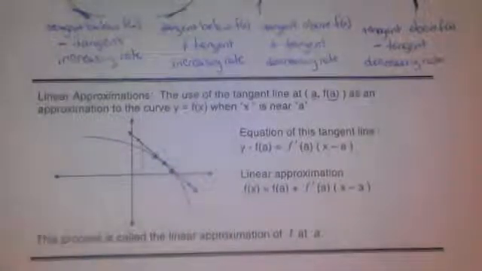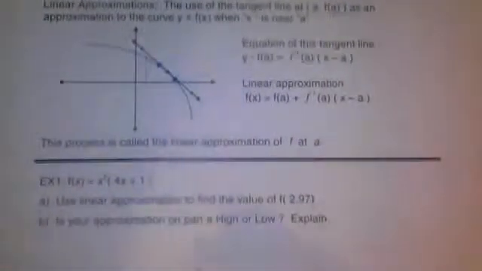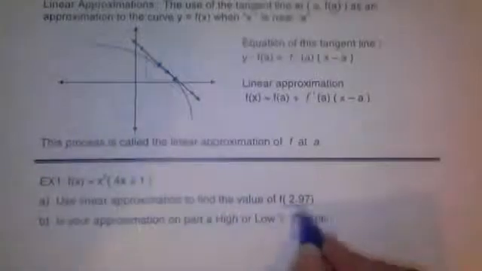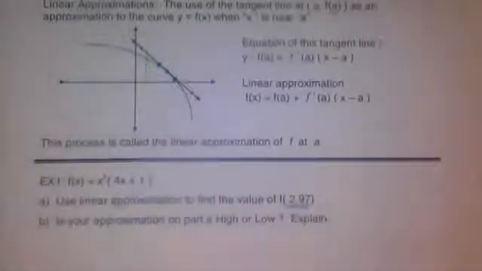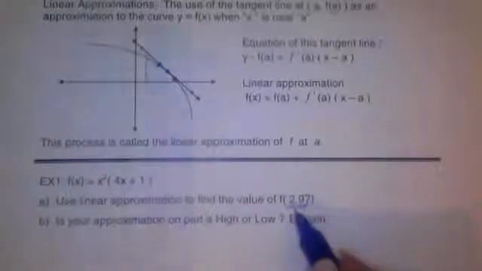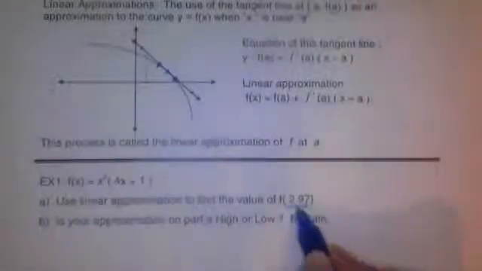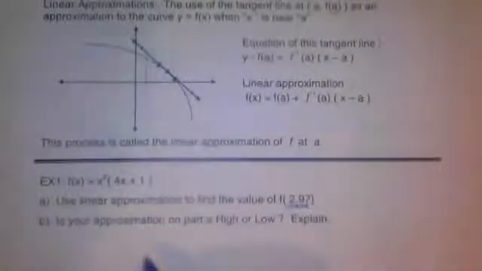I think it'll make more sense once we do one. So let's just go ahead and try this. So here's how it works. They're going to give us some value that we want to use linear approximation for. So this is close to 3. So we're going to use a linear approximation for 3.